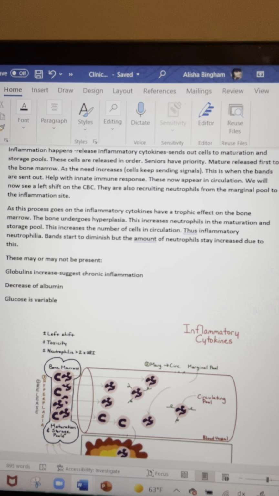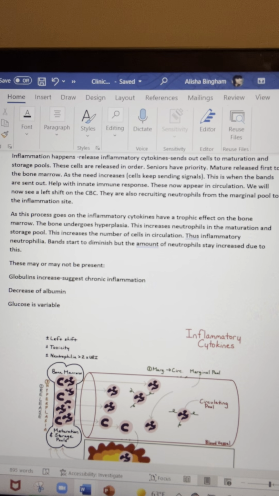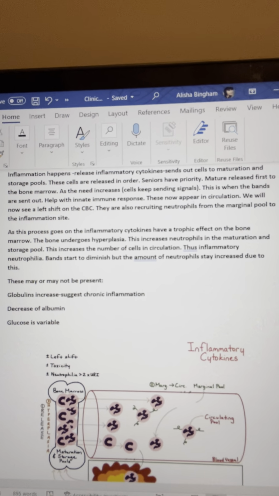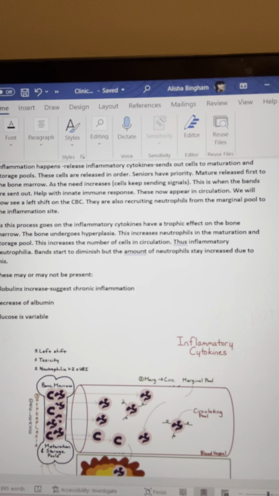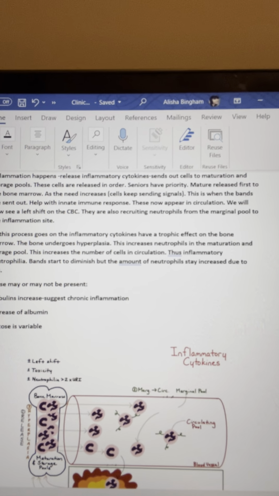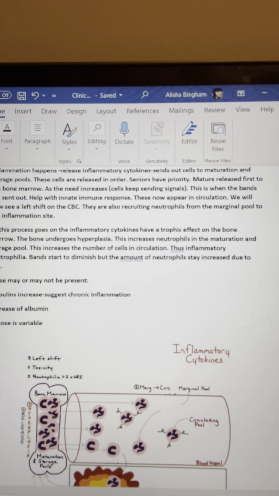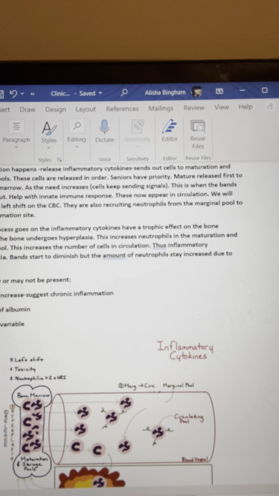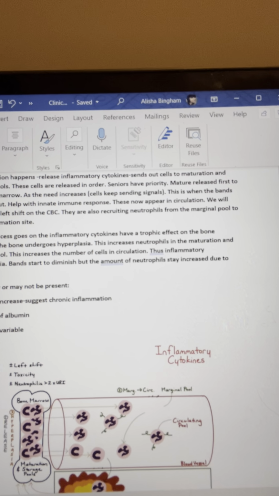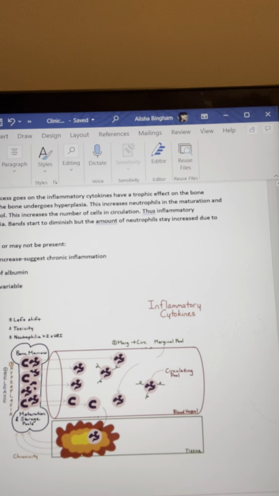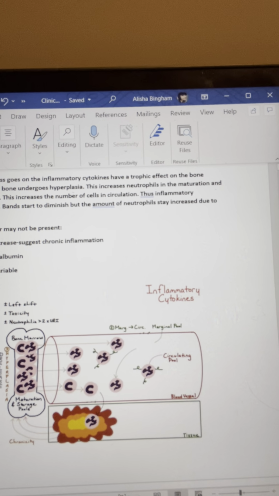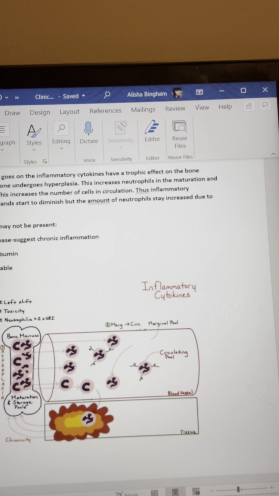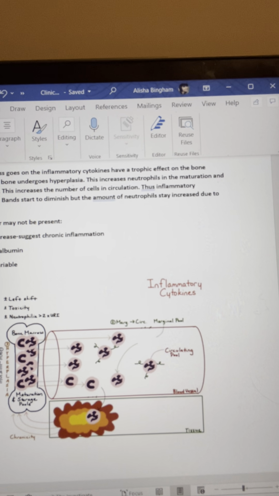The mature cells are released first from the bone marrow. As the need increases, cells keep sending signals that they need more help. This is when the band cells are sent out, so they help with the innate immune response. These now appear in the circulation, and we will now see a left shift on the CBC. There are also neutrophils being recruited from the marginal pool to the inflammation site. As this process goes on, the inflammatory cytokines have a trophic effect on the bone marrow. The bone marrow undergoes hyperplasia. This increases neutrophils in the maturation and storage pool, which increases the number of cells in circulation, thus inflammatory neutrophilia.